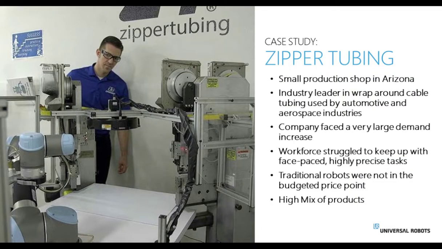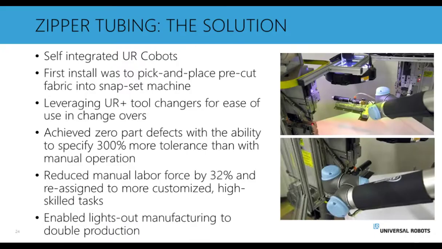The next is Zipper Tubing out of Arizona. Now, they make cable wraparound tubings used in the automotive and aerospace industries. They were faced with a very large contract that they struggled to keep up with, and turned to collaborative robots to try to solve that contract problem and fulfill that demand from the customer. They had a very high mix of products which posed significant difficulties with the implementation of traditional industrial robots. They not only self-integrated their robots, but were able to set up these machines in an incredibly quick time.